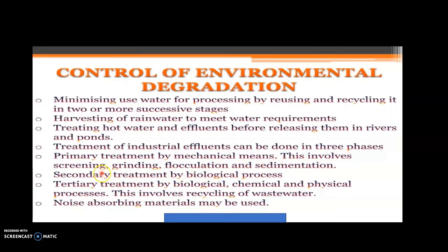This involves screening, grinding, flocculation, and sedimentation. Then secondary treatment by biological process. Then tertiary treatment by biological, chemical, and physical processes. This involves recycling of wastewater. Then last one, noise absorbing materials may be used. So these are the methods to control environmental degradation caused by industries.